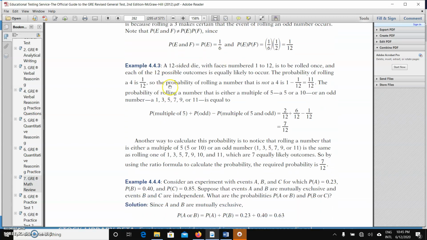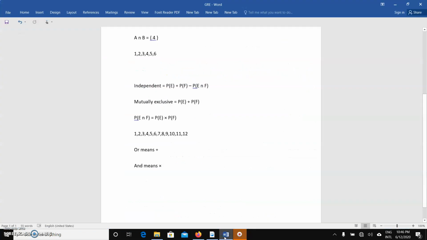That's all. Now, another example: a 12-sided die with faces numbered 1 to 12 is to be rolled once, and each of the 12 possible outcomes is equally likely to occur. The probability of rolling 4 is 1 over 12. It should be 1 because if we list 1 to 12, and we are looking for the probability that the selected number will be 1, we have only 1 for it. That will be 1 over 12, right?